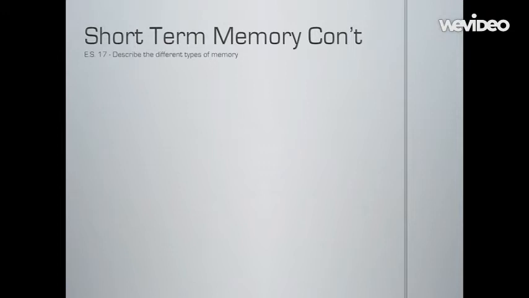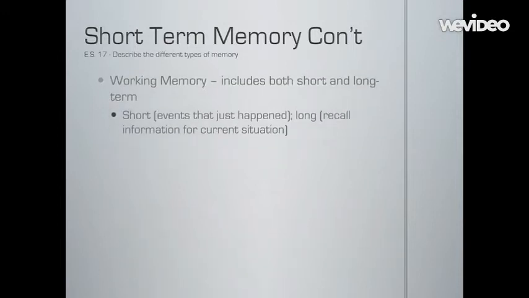There is another type of memory dealing with short-term, and that's working memory. It includes both your short and your long, and incorporates it kind of into one. So short meaning events that you just saw happen, and long recalling that information for a current situation. So maybe something you just witnessed is something very similar that's stored in your long-term memory, an event that was very similar to that. Working memory is kind of including and incorporating both of those.